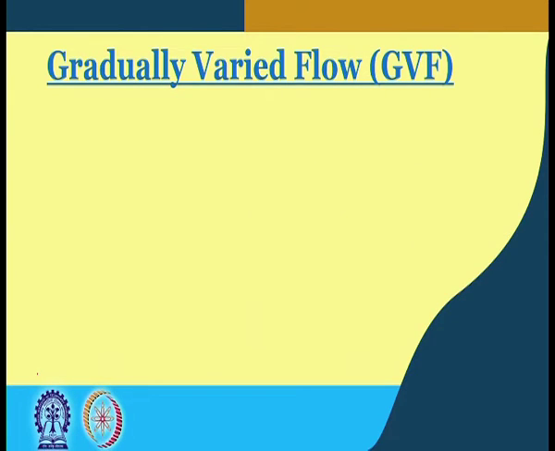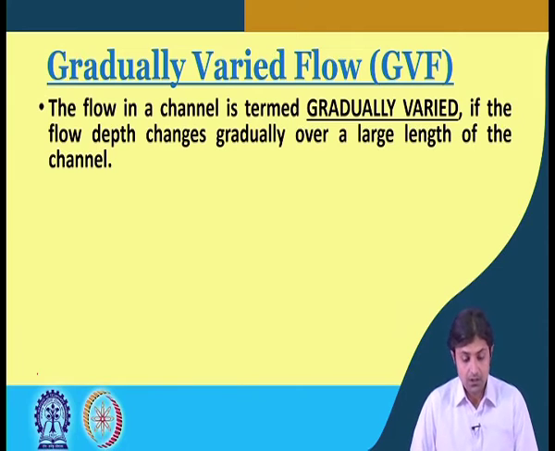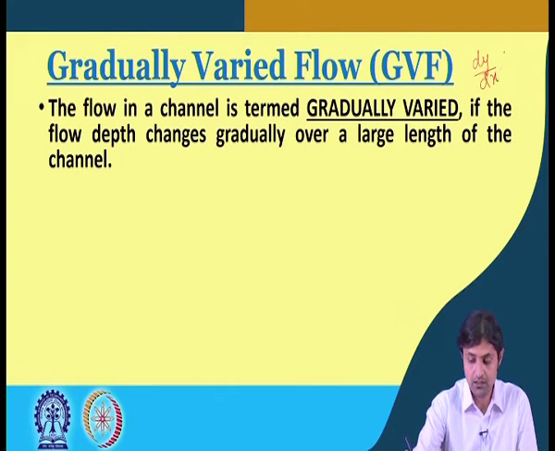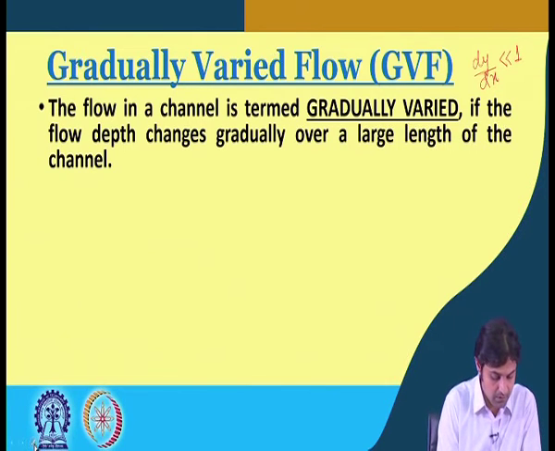We have already derived an equation before, but to make it more clear we will see it in a little different way, a derivation of a different sort. So, what is gradually varied flow? The flow in a channel is termed as gradually varied if the flow depth changes gradually over a large length of the channel. We said that dy by dx is very much less than 1, all right. So, this is the definition.